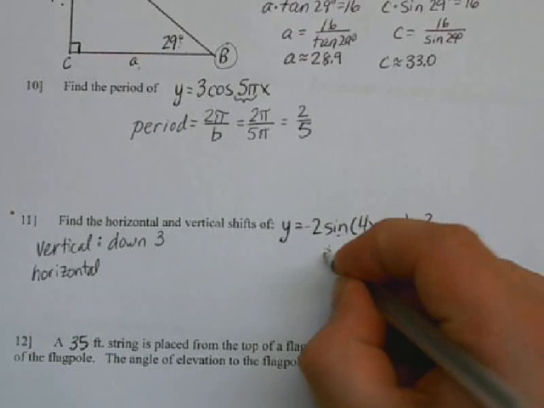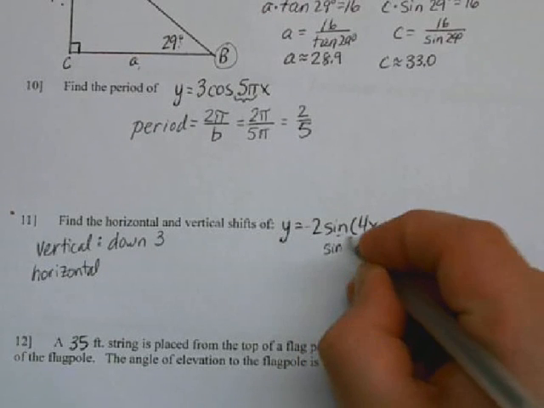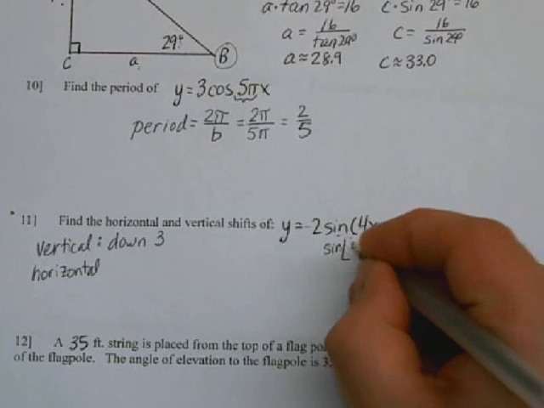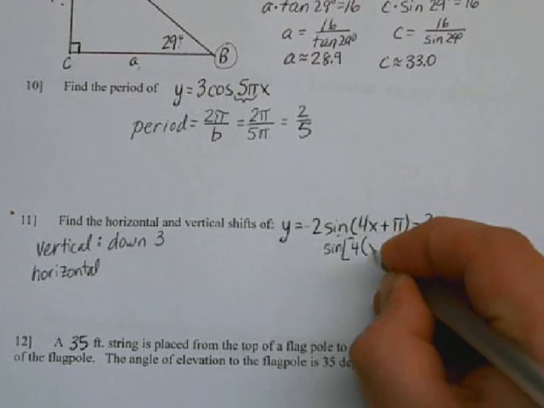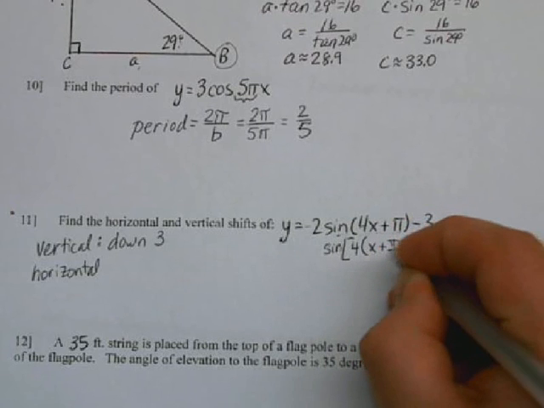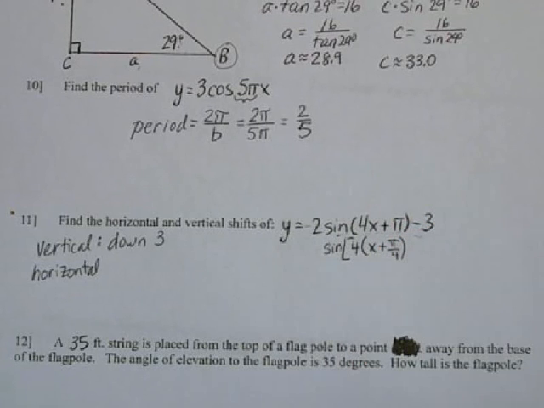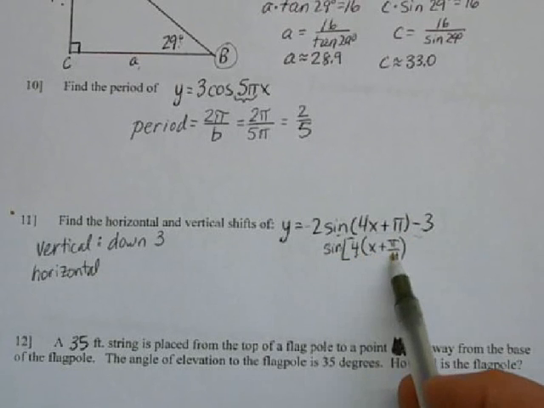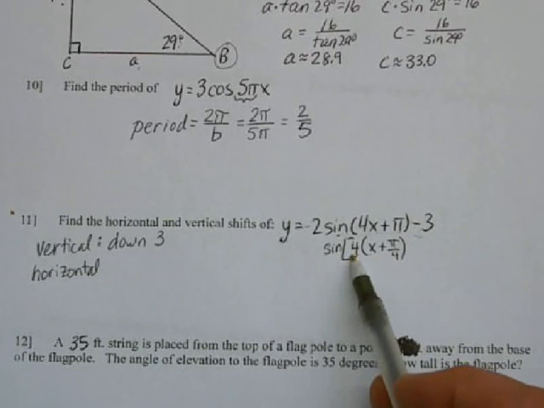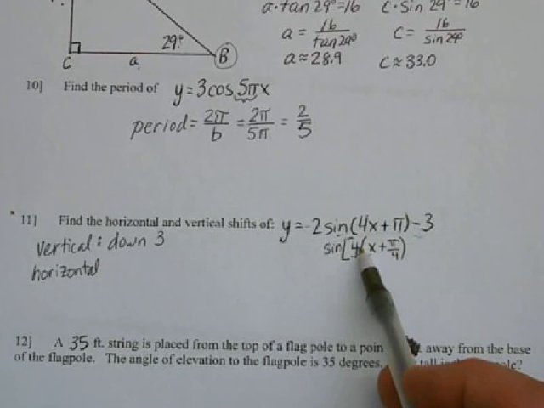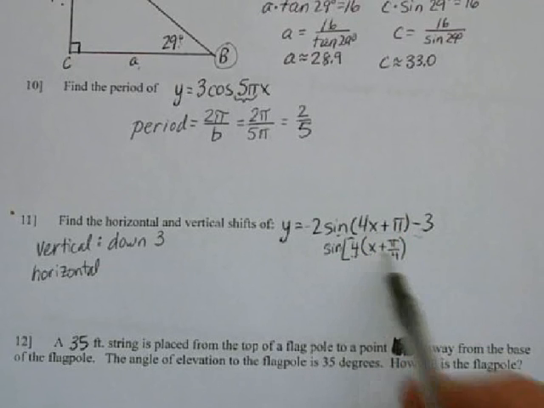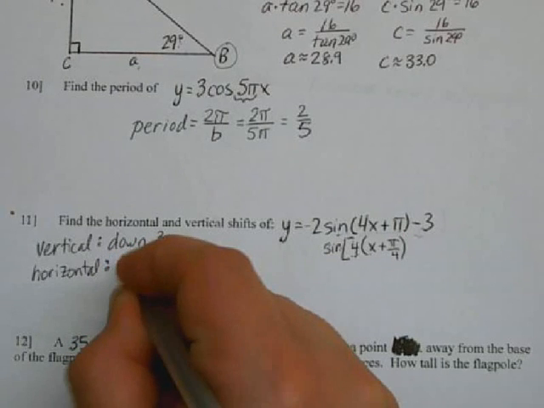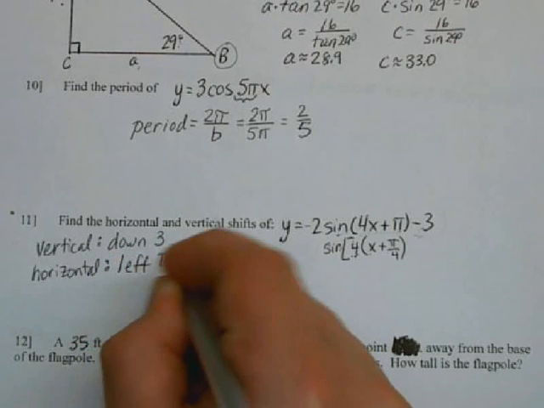We actually want to rewrite this with factoring out the number in front of the x. So we'll factor out 4, which gives us x plus pi over 4. Remember, when you factor, you can find what's inside by dividing by the number on the outside. 4x divided by 4 is x. Pi divided by 4 is pi over 4. So the horizontal is going to be negative or left pi over 4 radians.